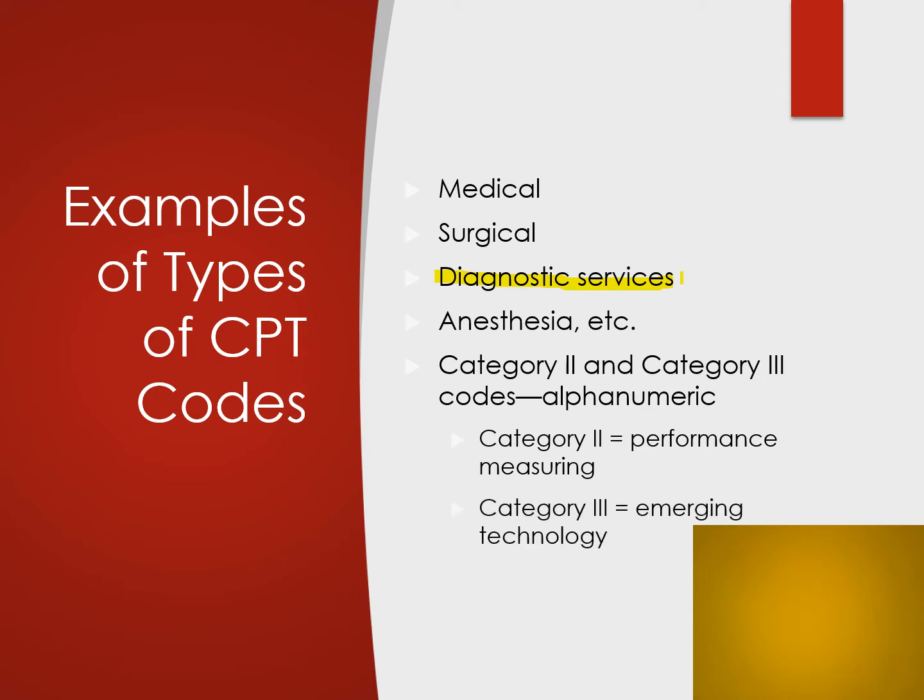Category 3 codes are used for emerging technologies. For example, say a pacemaker was inserted for the first time. Pacemaker insertion. There was no code for that. So we had to use a category 3 code, which are temporary codes given for procedures that have not yet received a permanent code.